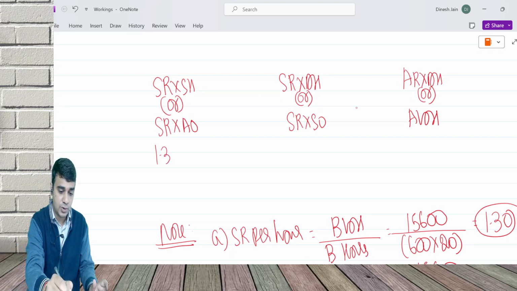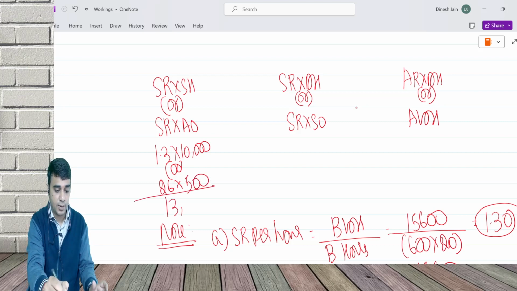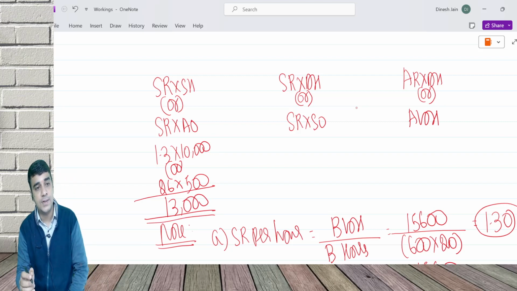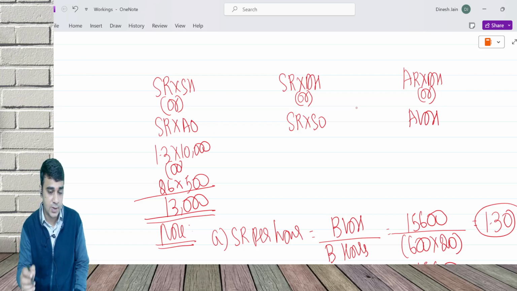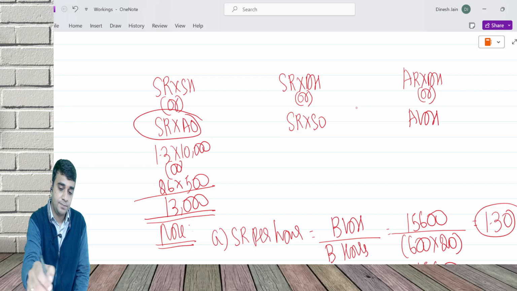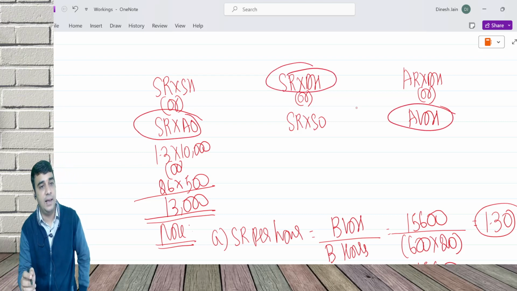1.3 into 10,000 or 26 into what is the AO? 500. First column is 13,000. 1.3 into 10,000 or 26 into 500. In most of the questions, I'll use SR into AO only. This is the pattern. I'll use this because these will be readily available.